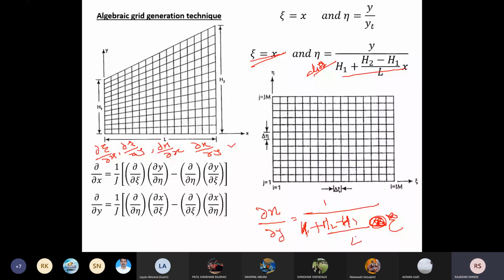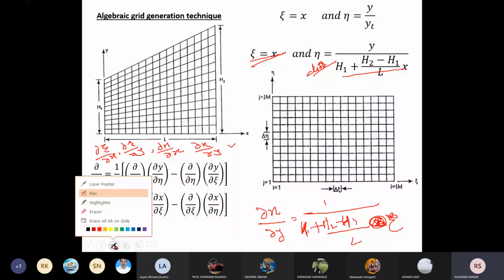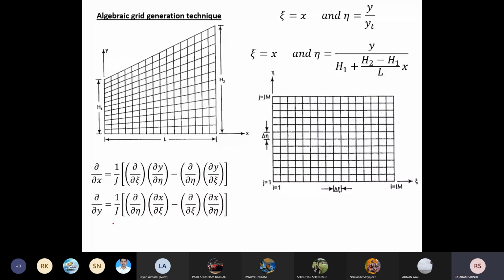Okay, now next one. These are the matrix terms. Now we have to calculate the Jacobian terms. What is the Jacobian? Already we have written here. Jacobian terms are the derivatives of the independent variables in the physical plane, that is x, and its derivative with respect to the computational plane. If we calculate this derivative, x is equal to ξ, so the derivative of x with respect to ξ is 1.